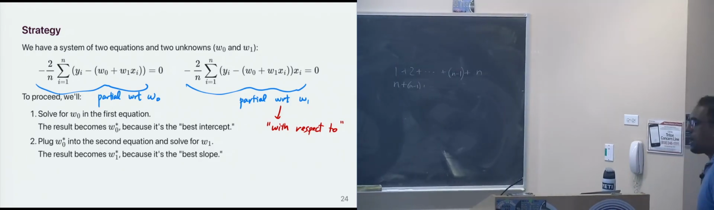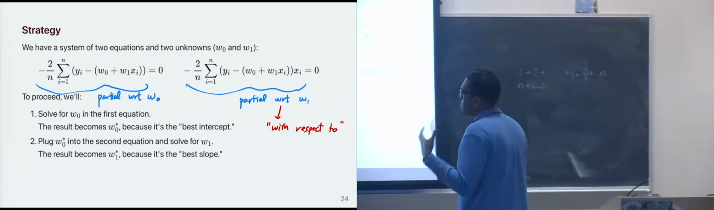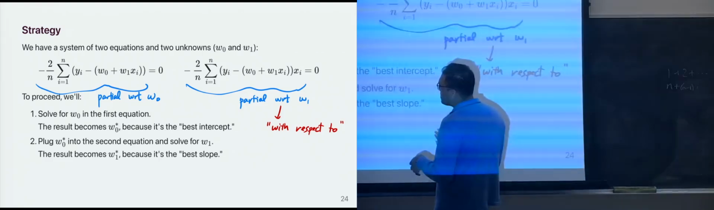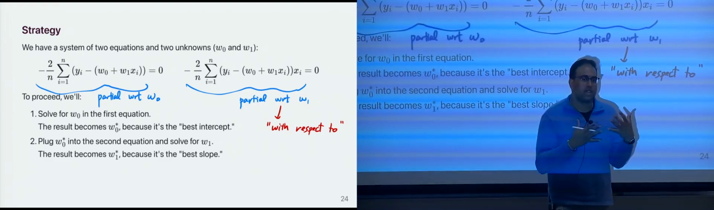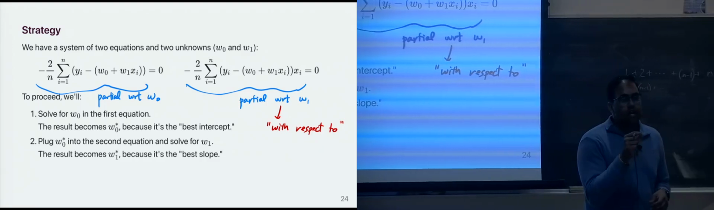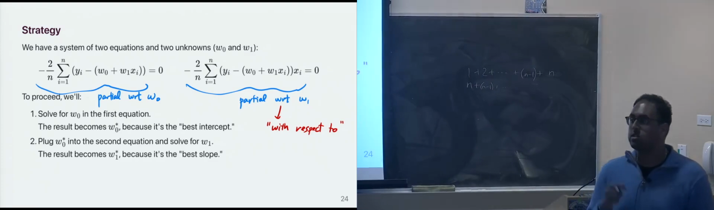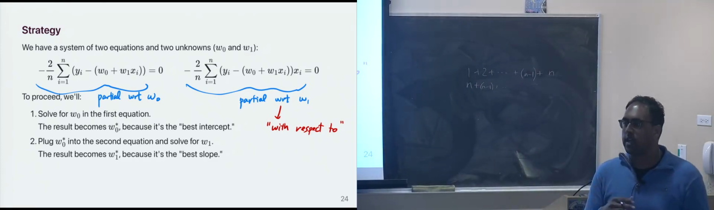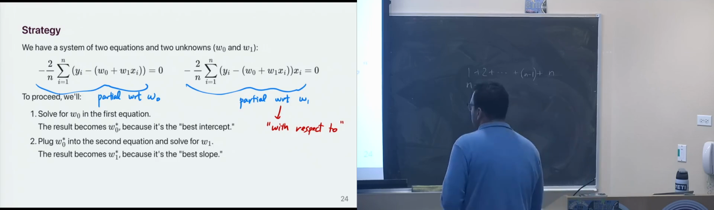And so the specific way I'm going to go about doing this is to solve for W0 in the first equation, and that W0 is going to become W0 star because it's the best intercept. It's the one that has the smallest mean squared error. Once I have my W0 star, I'm going to plug it into the second equation to find my best slope, W1 star. Okay, and that'll be a way to solve the system of two equations and two unknowns.